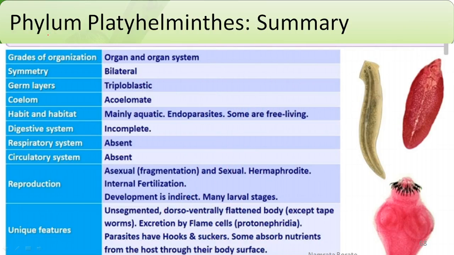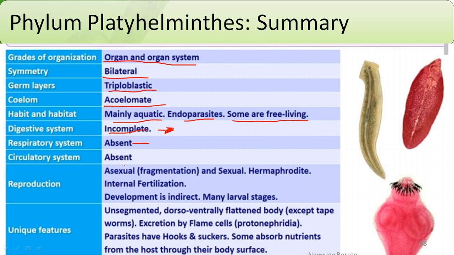Afterward, we see the summary of all these characteristics of the phylum Platyhelminthes. The first characteristic, there is a presence of organs and organ systems. The body shows bilateral symmetry. It is triploblastic, means three germ layers are there. There is an absence of body cavity, means acoelomate. They are mostly aquatic, endoparasitic, and some are free living forms of organism. The digestive system is incomplete, means there is a single opening, and this single opening functions as a mouth and anus.